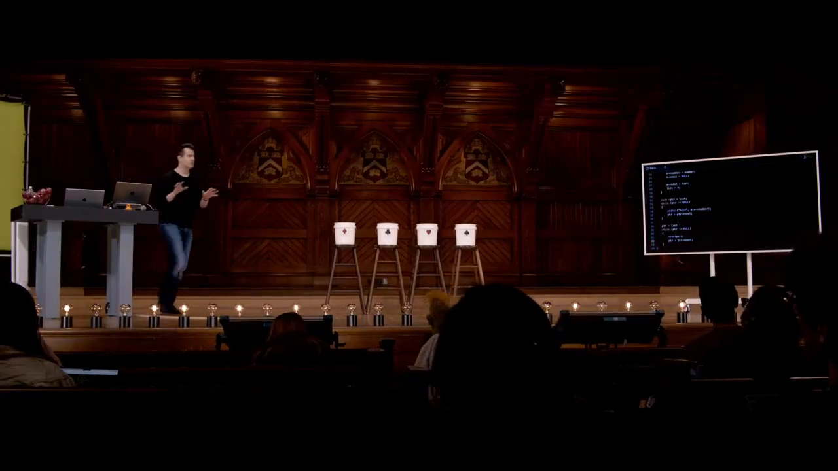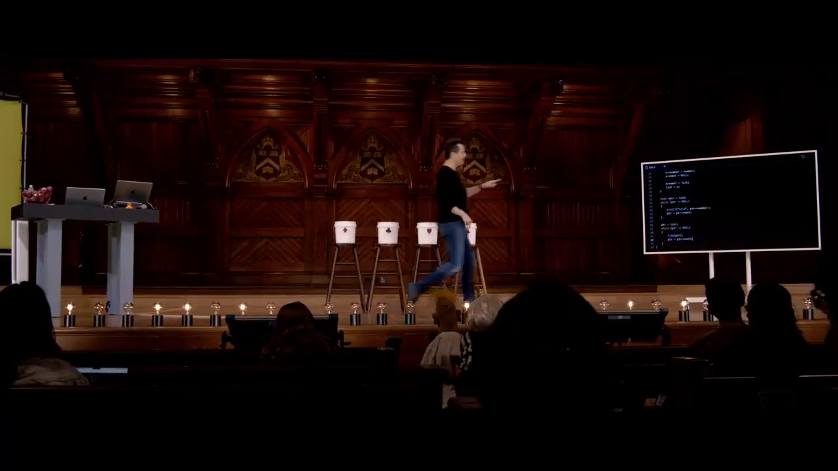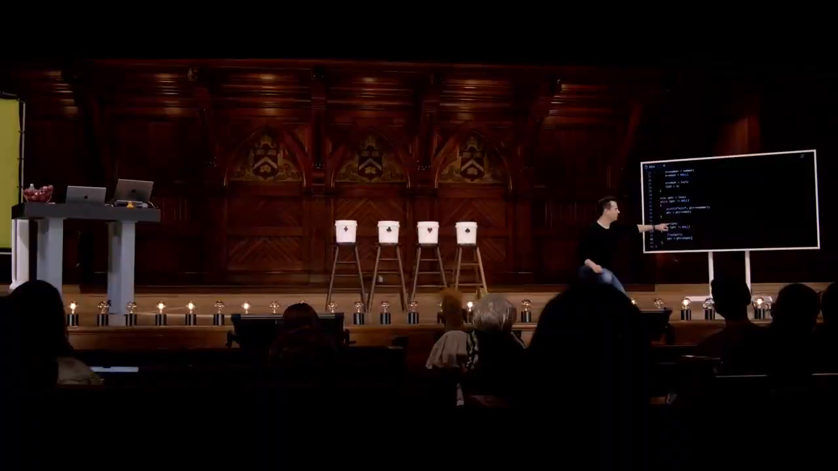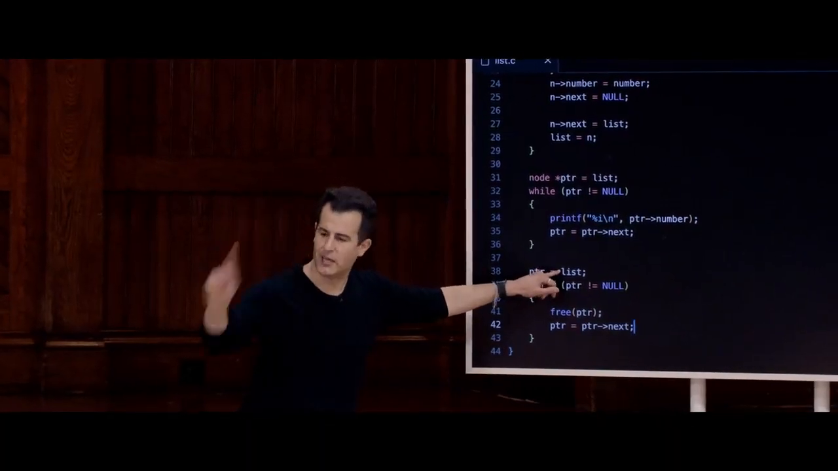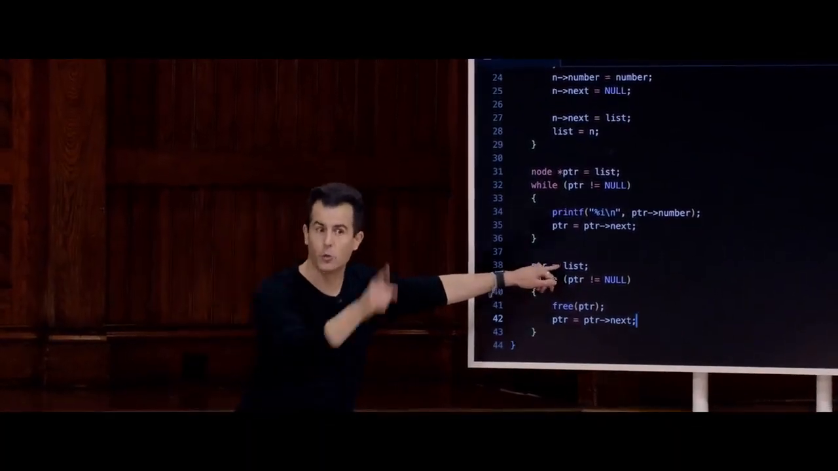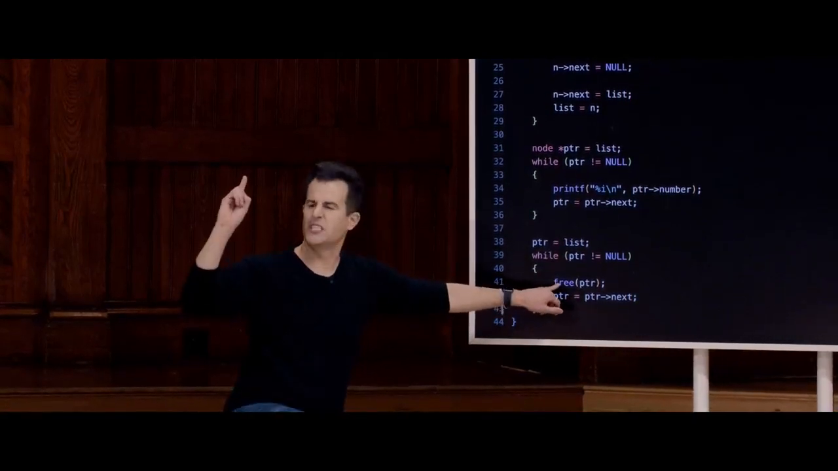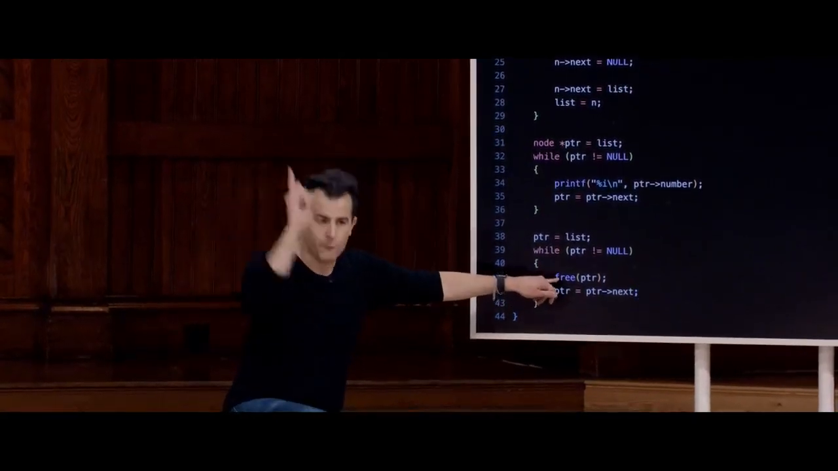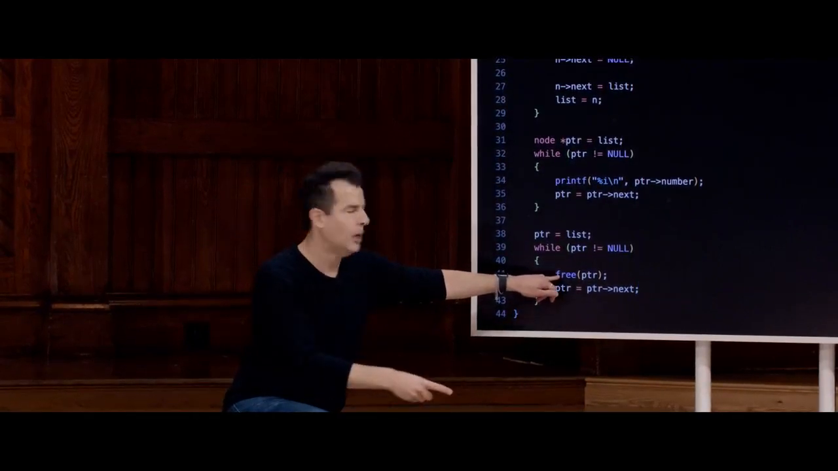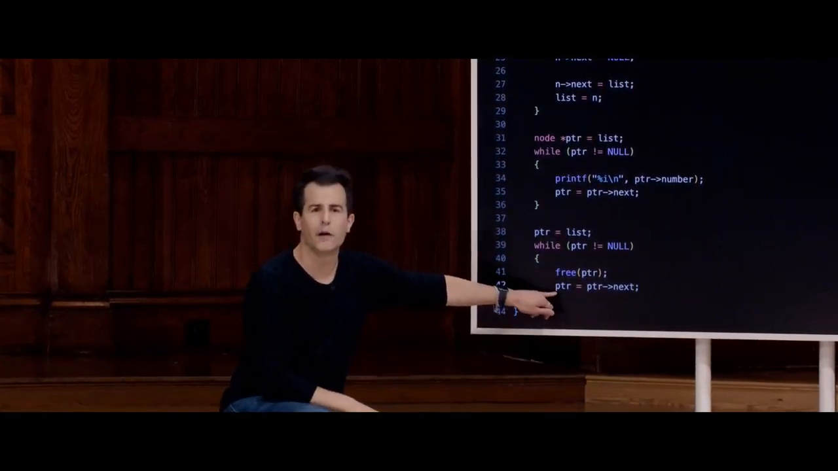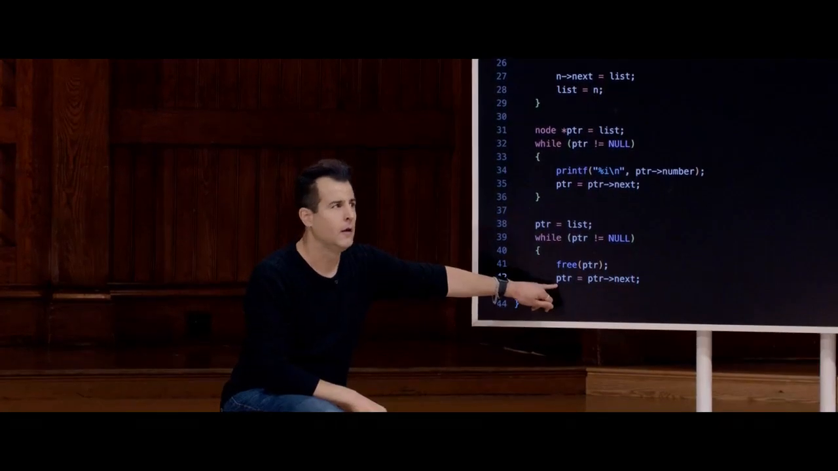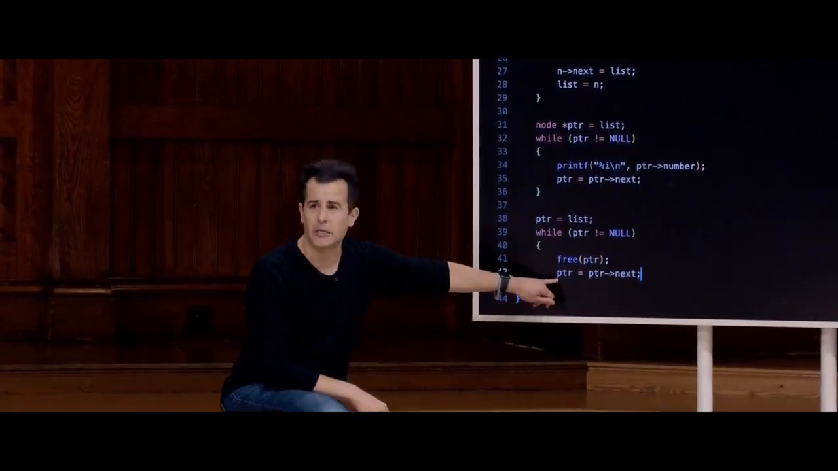Why? My goal is to free all of my memory, but I think this is going to get me in trouble. Pointer equals list just gives me a temporary pointer that points at the 3, and then eventually the 2, and then the 1. How? Well, while pointer not equal null, I'm freeing the pointer. So this is like saying to malloc, free that node, free that node, free that node. But what's the problem with what I've just done here? This code is technically buggy. Yeah.